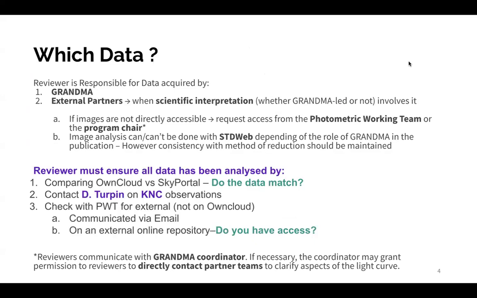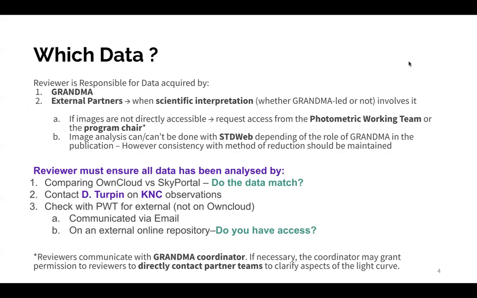So the data can obviously be GRANDMA data or from external partners, whether the scientific interpretation is GRANDMA-led or not, depending on the publication. The images, if external, can be requested from the photometric working team program chair. If necessary, the coordinator can give permission to the reviewers to also contact the partner teams specifically to facilitate the review process and ask about specific parts of the images or the analysis.